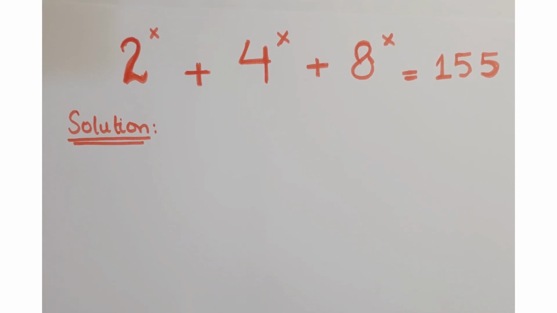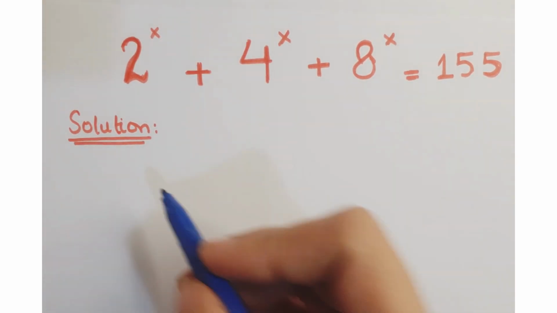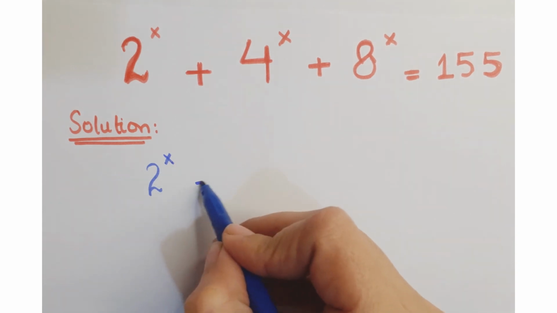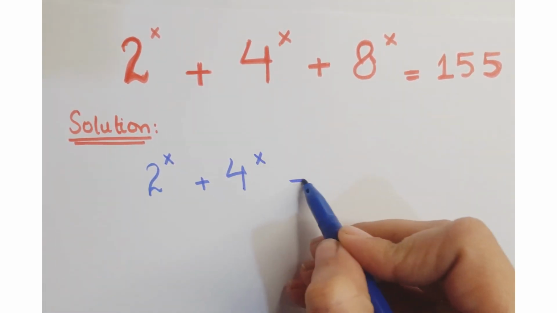Hi guys, look at this question. The question is 2 to the power x plus 4 to the power x plus 8 to the power x is equal to 155. Let's see how we proceed in this question.